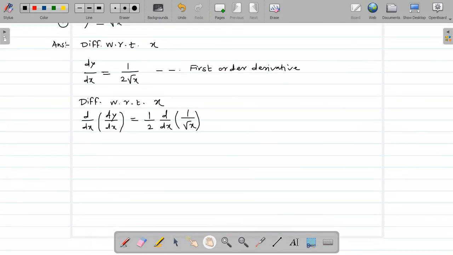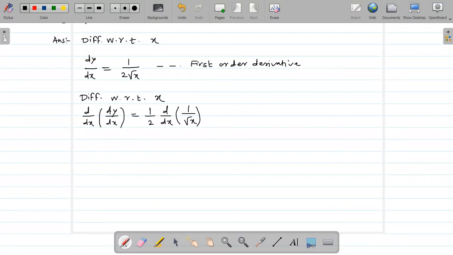Now what will you get? To the left hand side you will get d square y upon dx square. This is just a symbol to express the second order derivative, because d by dx of dy by dx can be written as d square y upon dx square. Now it is equal to 1 by 2.